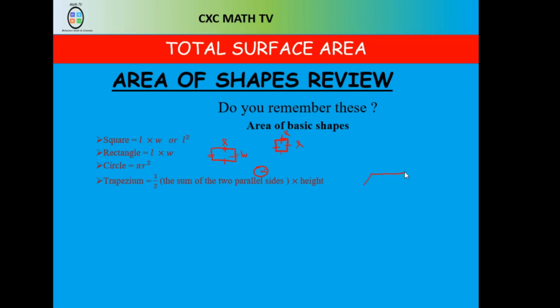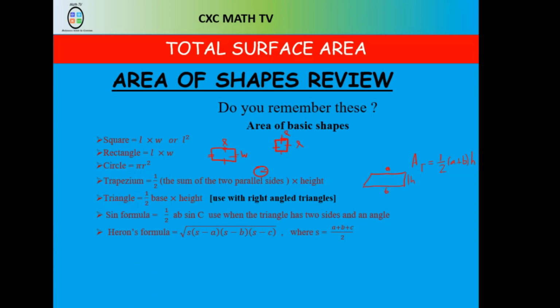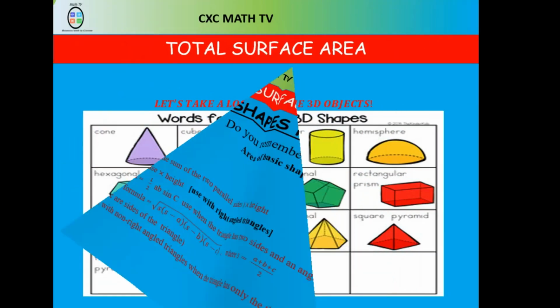This is a trapezium again, as an example. The parallel sides are a and b, with perpendicular height h. So the area of the trapezium is half the sum of the parallel sides multiplied by the perpendicular height. We need to remember the area of triangles. Most people will remember half base times height. We need to know the sine formula for the area of a triangle, half ab sine theta. Not so popular, but it's good to know Heron's formula to find the area of a triangle as well, where all three sides of the triangle are known. And of course, it's good to also know the sine rule and cosine rule.